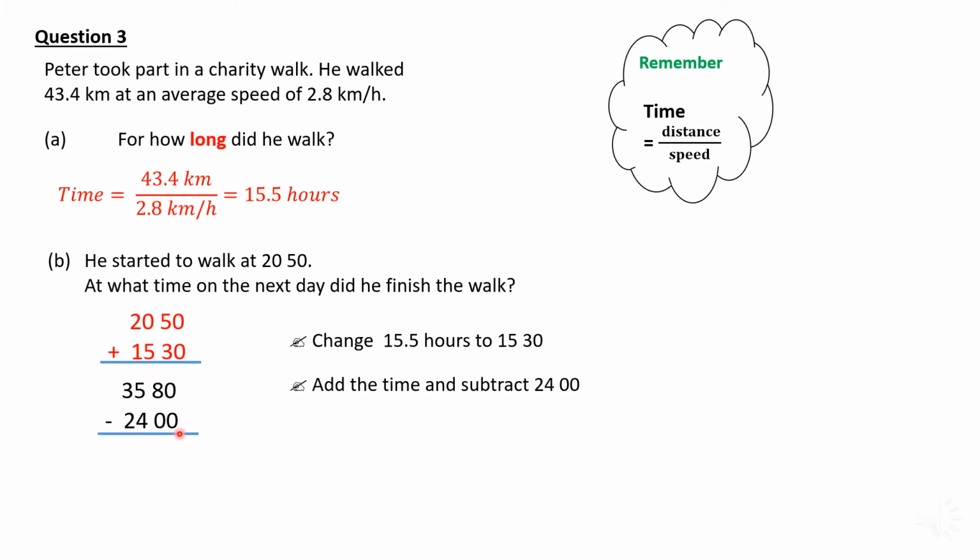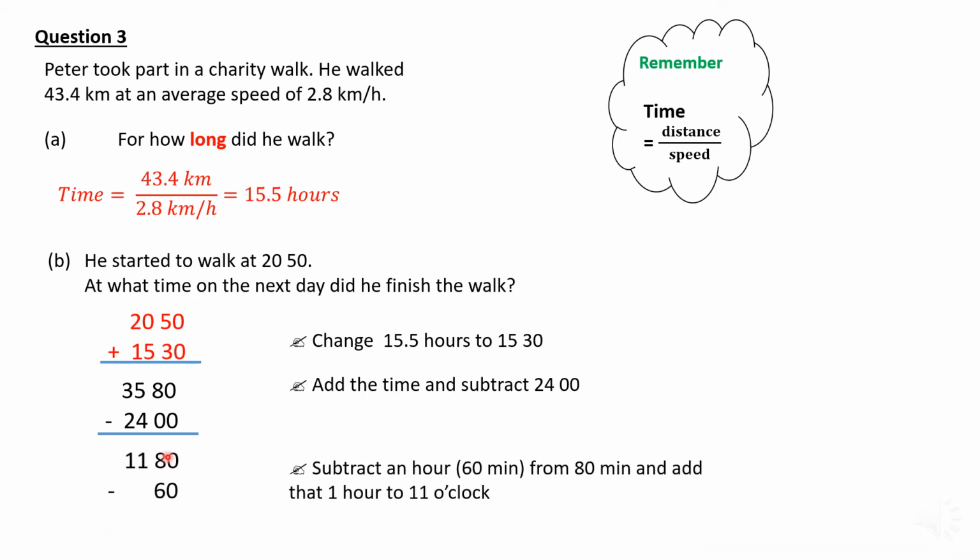Now I'm going to subtract 24 hours from it, because it goes overnight. When I subtract 24 hours, I get 11.80, but there's no such thing as 11 o'clock and 80 minutes. So 80 minutes is already more than an hour. Essentially I am adding that 1 hour after I do the subtraction here. That should give me the next day, 20 minutes past 12. That is the next day when he finished walking.